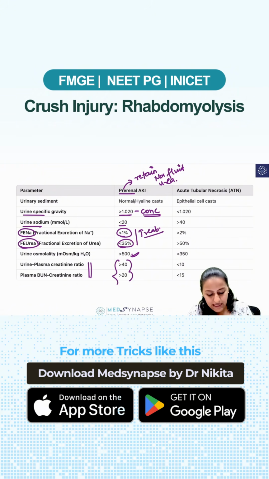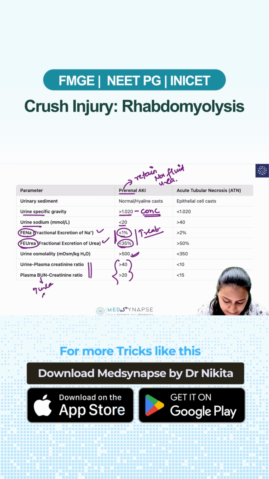Okay, urine plasma creatinine ratio and the plasma BUN creatinine ratio, both the ratios are high here, except for these fractional excretion ratios, the percentages that you see are less. The rest of the two are going to be high here because there is increased urea absorption which is happening. The BUN creatinine ratio is more. Okay, so that is what you need to remember here.